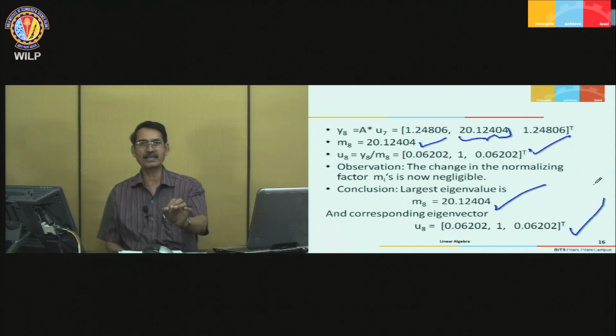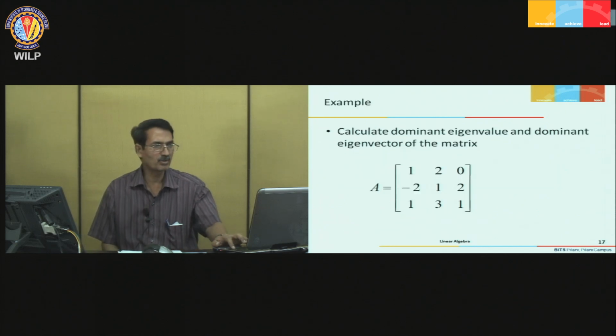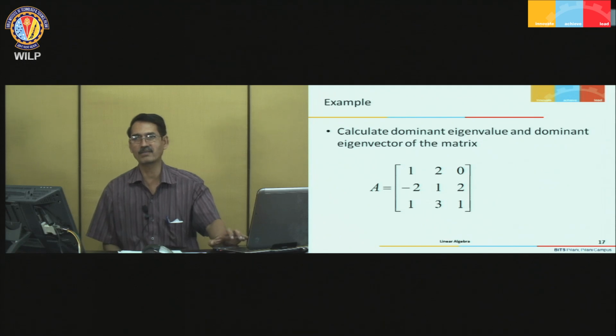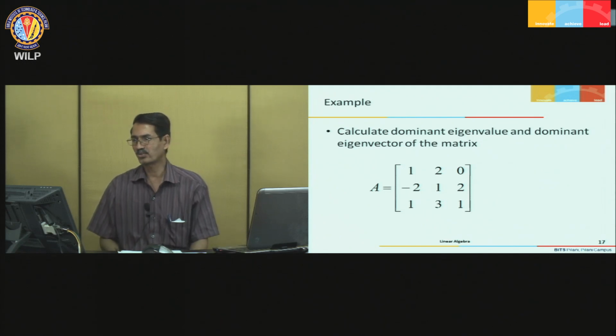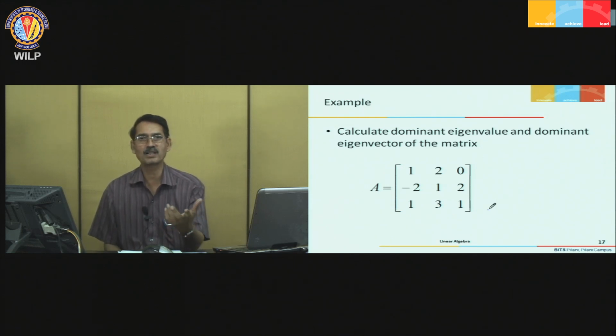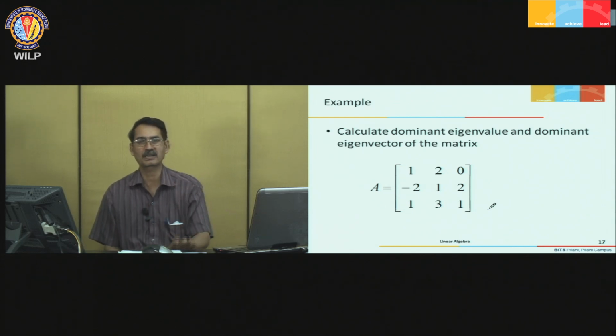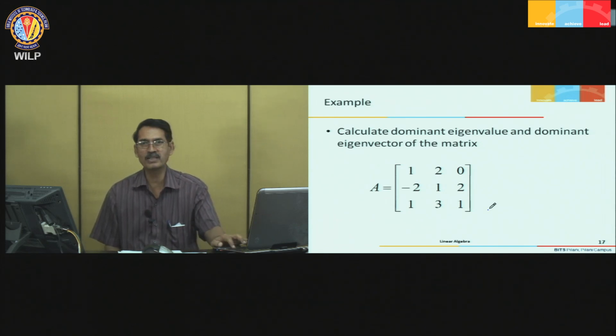In this fashion, we can calculate the dominant eigenvalue and dominant eigenvector of any given matrix. I shall give one more example, so that the idea of calculating the dominant eigenvalue and dominant eigenvector is crystal clear. Again look here, this matrix A is given to us. We are interested to know the dominant eigenvalue of this matrix and the corresponding dominant eigenvector. In step 1, as usual, choose u0 as 1 1 1.